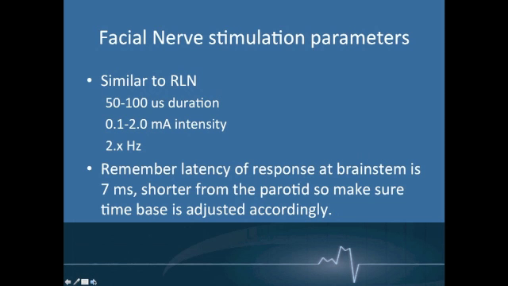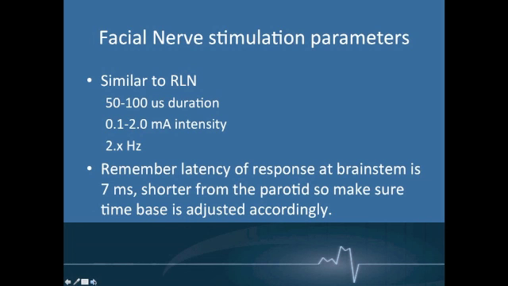All right. What are our parameters? Well, they're similar to the RLN. We're at about 50 to 100 microseconds in duration. We're about 0.1 all the way up to 2 milliamps in intensity. And we stimulate it to 2.x hertz. Now, everybody knows, but it bears repeating in case you forget. 2.x just meaning that you want to avoid a harmonic of 60, okay? You don't want it to be an even divisor of 60. 2.2, 2.5, anything like that wouldn't work. So, you have to pick something, 2.37 or whatever.